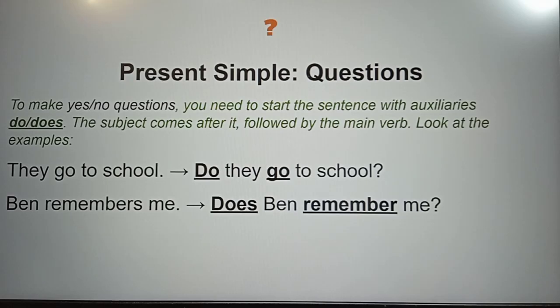To make yes-no questions, you need to start the sentence with auxiliaries do, does. The subject comes after it, followed by the main verb. They go to school. Do they go to school? Ben remembers me. Does Ben remember me?